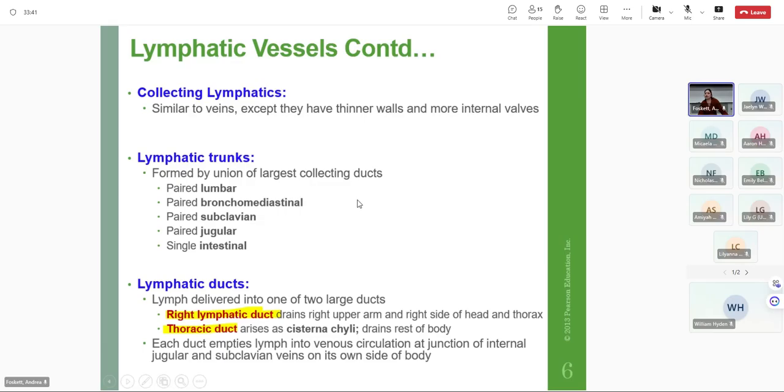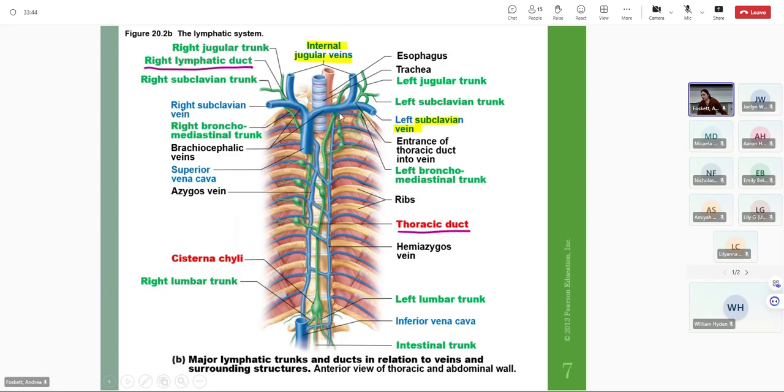Okay, so here's showing you the thoracic region. There's the trachea, the esophagus at the back, and you can see your major veins there, your superior vena cava and your inferior vena cava. All of these vessels here in green are your lymphatic vessels. Those enlarged structures are nodes. Here you've got your intestinal trunk, which is just a single trunk, and these two trunks are your paired lumbar trunks, the left and the right. The two lumbar trunks and the intestinal trunk unite to form this enlarged region called the cisterna chyli.